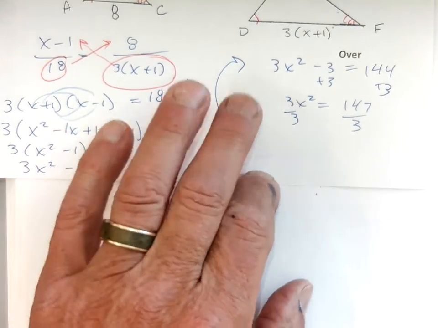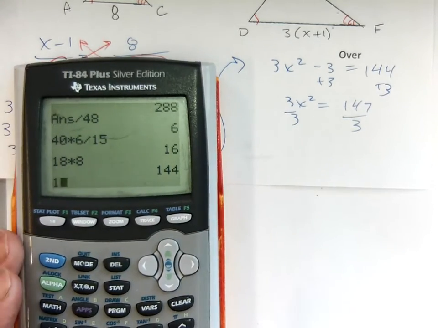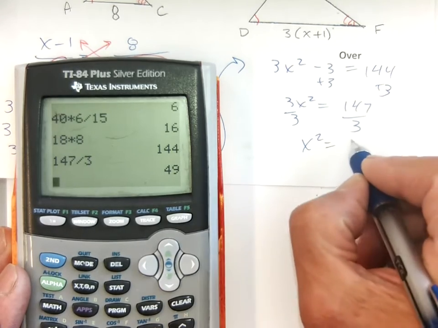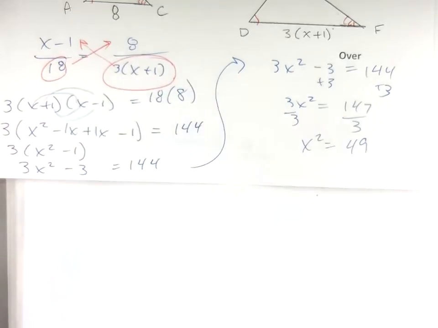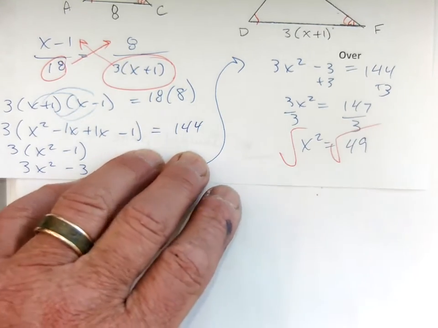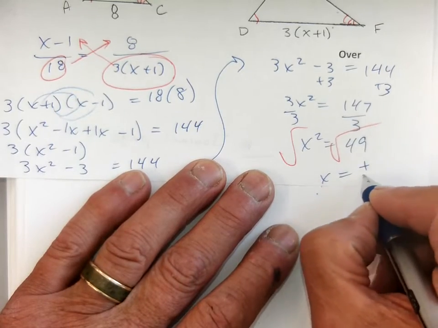Yes, I agree with you. Who says square root? I agree. Totally agree. We're going to do that. So 147 divided by 3 is 49. And now, Elsa, what'd you say? Square root, and x equals 2 answers, right? x equals plus or minus 7, right?